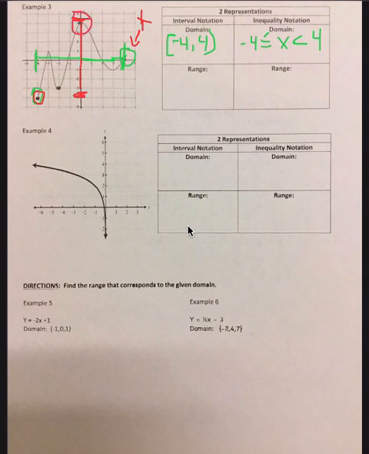So we're going to say the range starts at -4 and it's closed, and it goes all the way up to 1, 2, 3, 4. It's also closed at 4. So we'd say -4 less than or equal to y is less than or equal to 4.